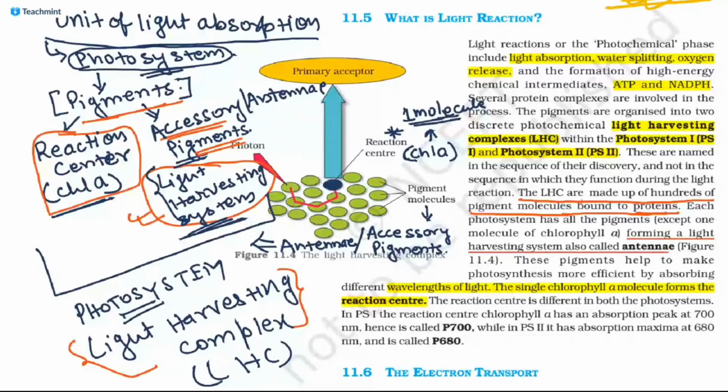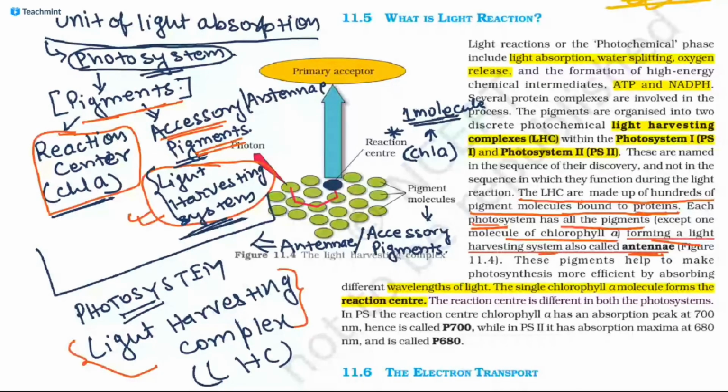Now, what are these pigments? Each photosystem has all the pigments except one molecule of chlorophyll A, forming a light harvesting system called antenna, right? So each photosystem has a light harvesting complex, and that light harvesting system does not have chlorophyll A. Means if you add chlorophyll A to the light harvesting system, it becomes the light harvesting complex or photosystem. Is it clear? Yes, sir.